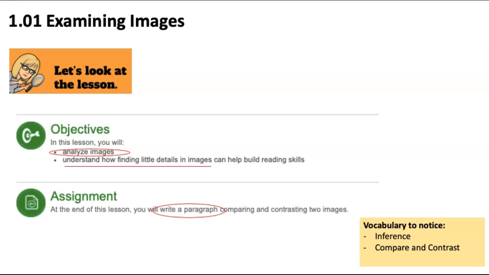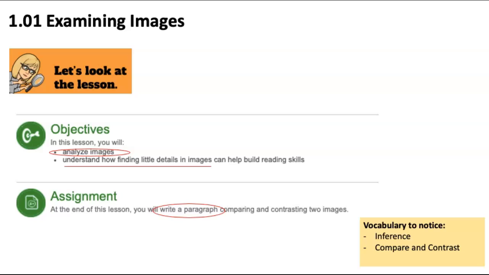Our first unit is on informational texts. You may not realize, but you read informational texts all of the time. It includes descriptions, problems and solutions, compare and contrast, cause and effect, and sequence.